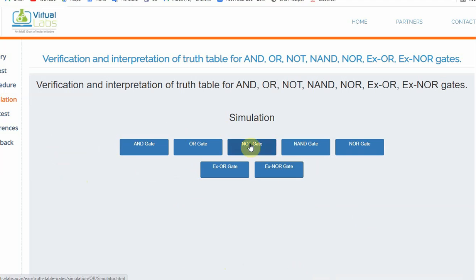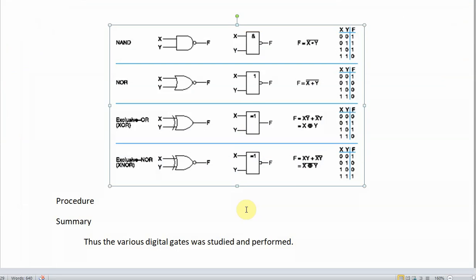So that's all about the gates. How many gates? 1 2 3 4 5 6 7 gates. This is in general about the AND gate, OR gate, NOT gate, NAND gate, NOR gate, XOR gate, XNOR gate. So that is the gates experiment. You can see the theory is also given about the gates here.